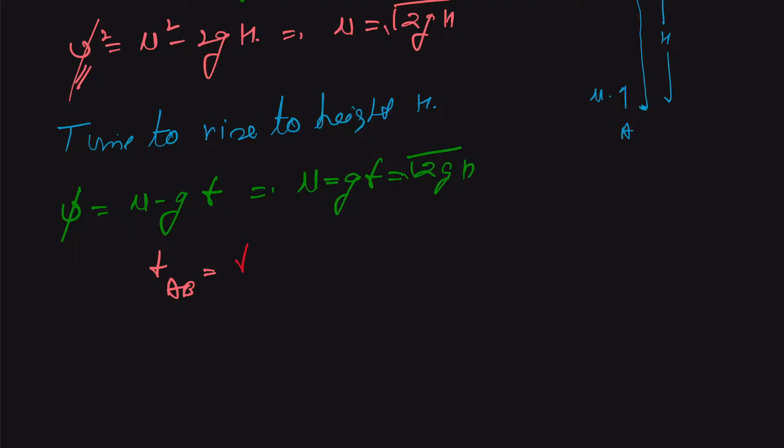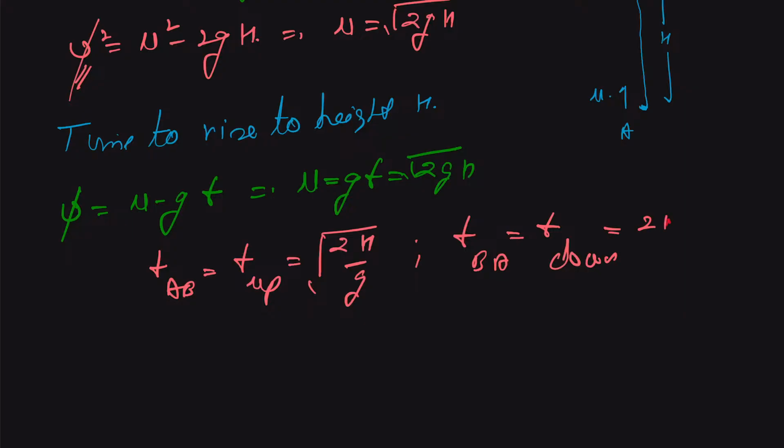or we can say the time taken in the upward direction, is the square root of 2h upon g. And obviously the time taken from B to A, which is our t down, will also be equal to the square root of 2h upon g.